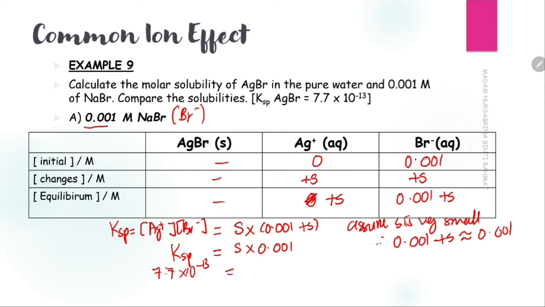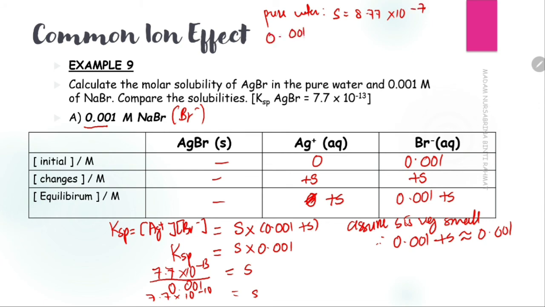So if I want to get my S value, I can simply divide my KSP value by 0.001 to get my S, which is found to be 7.7 times 10 to the power of negative 10. Okay, so in pure water, my S value is 8.77 times 10 to the power of negative 7, whereas in 0.001 NaBr, my S is 7.7 times 10 to the power of negative 15 molar.